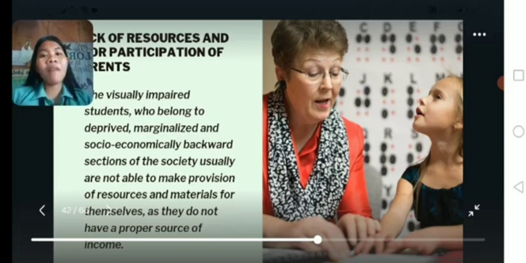If they do not have a proper source of income, of course, they cannot also provide the assistive devices and materials needed to improve the learning of their children. So it is difficult for them to impart knowledge and learning to their impaired child when they do not have the resources. With that, the parents might lose interest or motivation to send their impaired children to school or to teach their impaired child because they do not have any means of resources or any tools to assist their child.